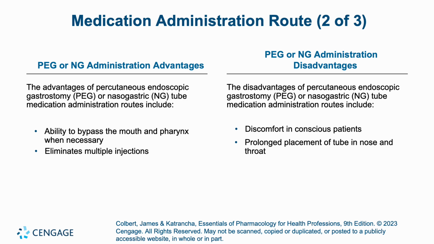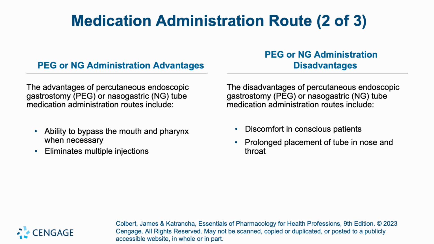PEG or NG administration disadvantages. So the disadvantages include discomfort in conscious patients and prolonged placement of tube in nose and throat. So these both are more pertinent for the nasogastric tube. That tube goes in your nose, down your esophagus, into your stomach, and the esophagus lies right next to the throat. And so people a lot of times say that they feel this dryness in their throat or this sensation of needing to clear their throat, a tickle, it's constantly uncomfortable. They sometimes will try to cough a little bit to ease that discomfort, and that can even displace the tube where it can get coiled.